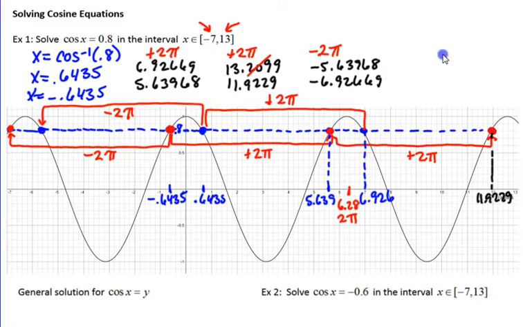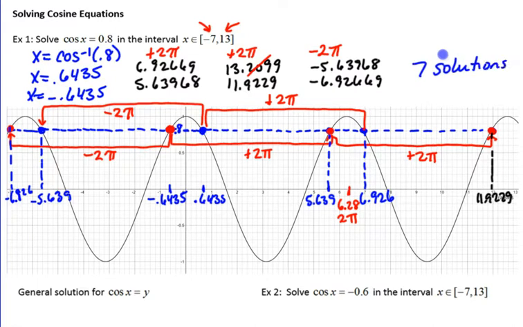So this is negative, so going straight down from here is negative 0.5639, and straight down from here is negative 6.926. I know those don't show very well. So I have a total of 7 solutions.